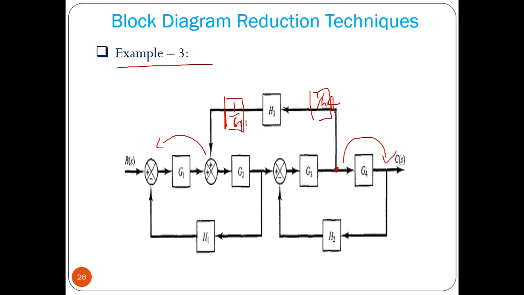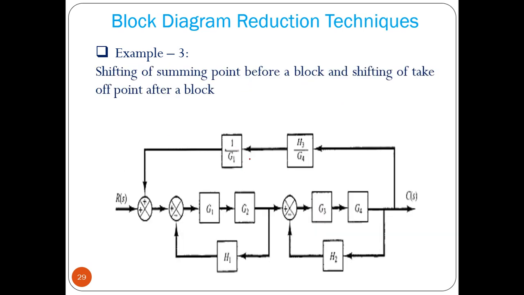According to the rule, you can look into that. So what you will get after shifting: G1 and G2 come in series, these two come in series, and here we have two blocks, 1 by G1 and H3 divided by G4. So these two come in series.